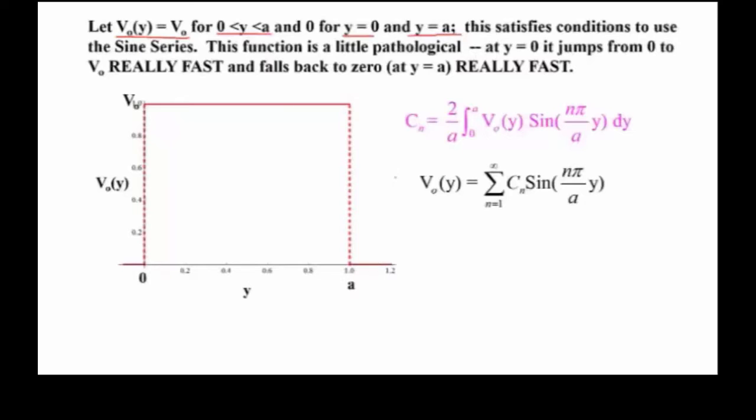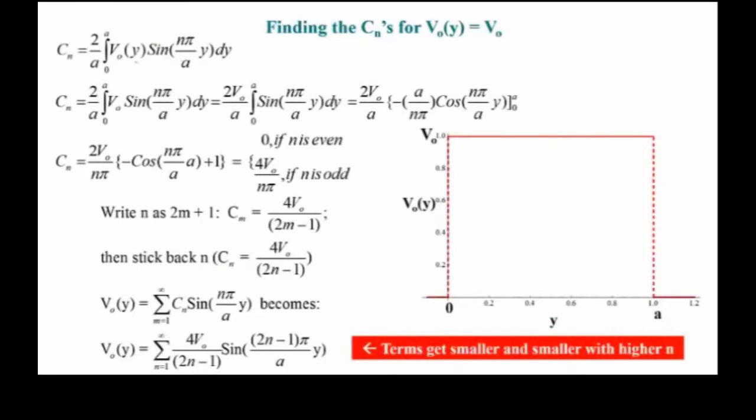The first thing we want to do is find the coefficients, so that we can form the series. Right here we'll have this function put in. It's fairly simple because this function between 0 and a is just v0. Going from the general equation for the sine coefficients, we can go specifically to these, and the n for the coefficient is right here. So you take out the constant v0, you take the integral of sine of n pi y over a dy from 0 to a, and so here's the result.